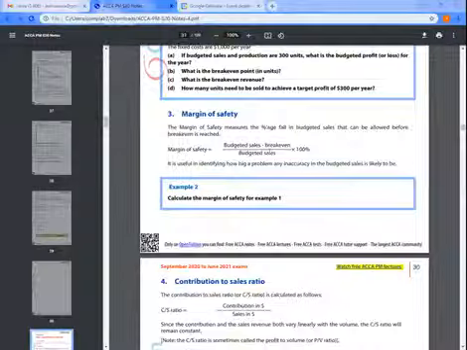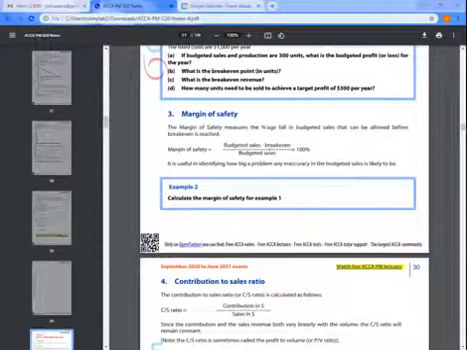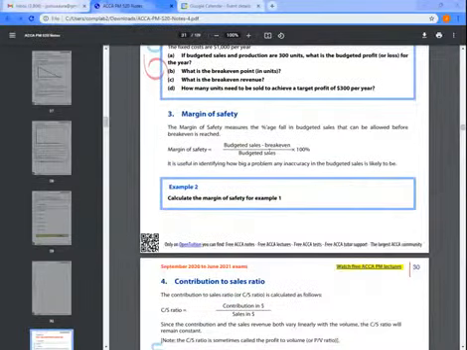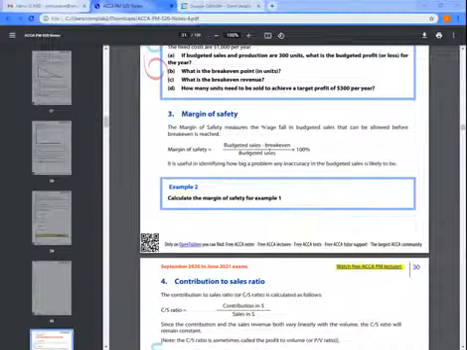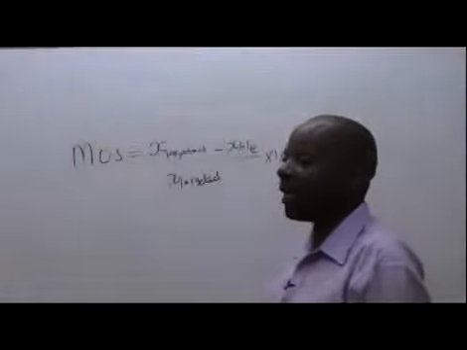So then they want me to calculate the margin of safety for example 1. Is there anybody who will be able to give me this margin of safety for example 1 in percentage form?